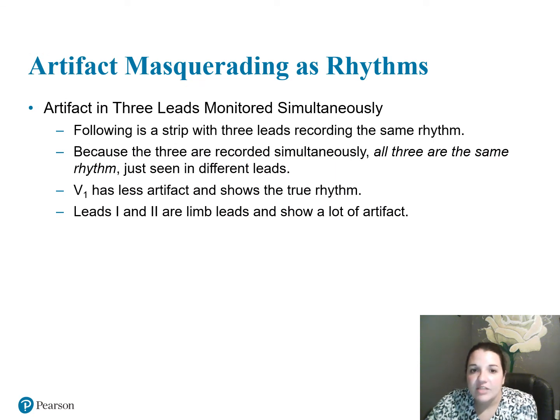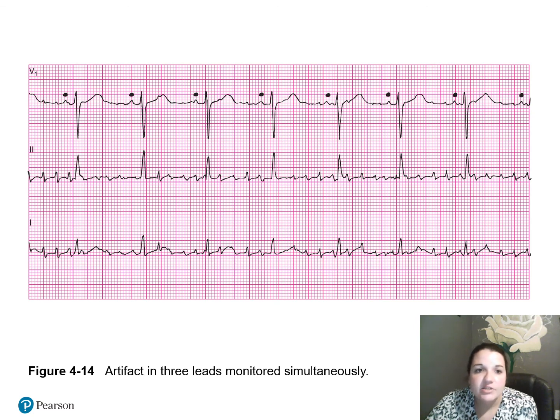The artifact in 3 leads monitored simultaneously. Following is a strip with 3 leads recording the same rhythm. Because the 3 are recorded simultaneously, meaning at the same time, all 3 are the same rhythm, just seen in different leads. V1 has less of an artifact and shows a true rhythm, whereas leads 1 and 2 are limb leads and show a lot of artifacts. So you'll notice this is V1, which is real. V2 and V1 are artifacts.